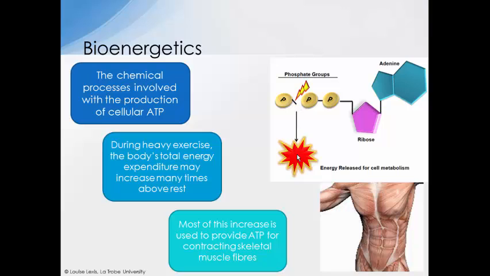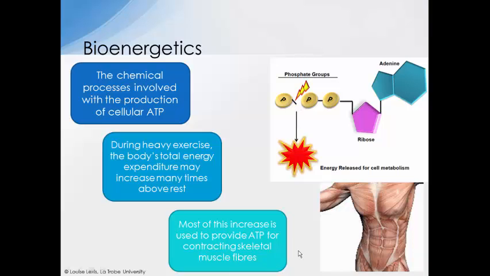But because it's an exercise physiology topic, I will be focused, as I said, mostly on muscle contraction. Okay, so important to note that during heavy exercise, so this means high intensity exercise, running very fast, swimming long distances at a fairly rapid rate, etc., the body's total energy expenditure may increase many times above rest. And as I mentioned already, most of the increase is used to provide ATP for contracting skeletal muscle fibres.